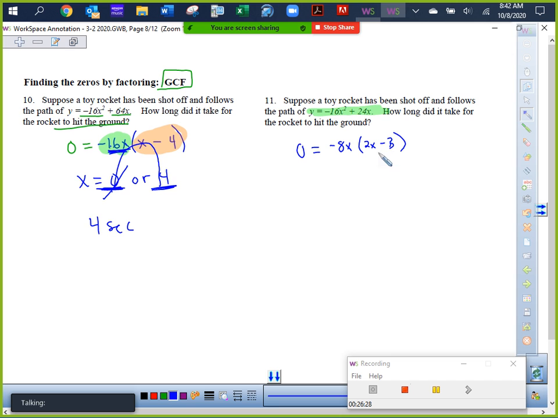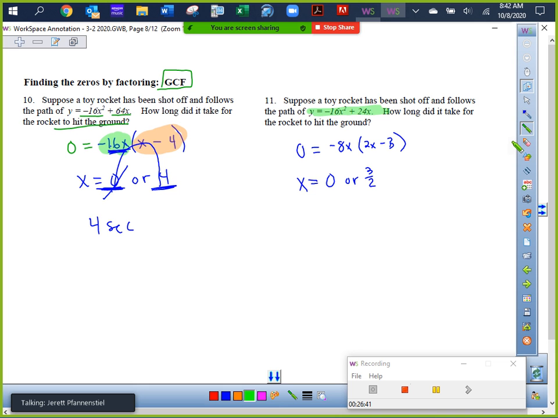With me on that? To solve, x could equal 0, this will always be 0 because it's just stuff being multiplied together. And we're going to do opposite of this guy over that guy, or 3/2. But then we're going to answer the question. 0 needs to be thrown away. What would you rather say, 3/2 seconds or 1.5 seconds? So we'll change it back to the decimal to answer the question.